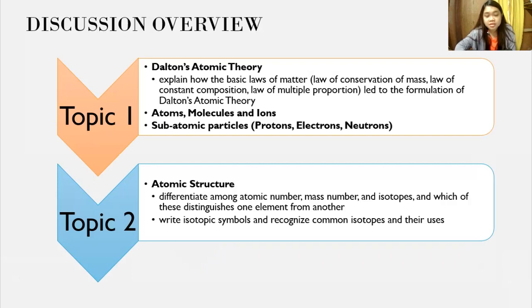And also, I will discuss the characteristics of atoms, molecules, and ions, as well as the different subatomic particles. These are the protons, electrons, and neutrons. And then for atomic structure, we will differentiate among atomic number, mass number, and isotopes, and which of these distinguishes one element from another. Then we will also learn how to write isotopic symbols and recognize common isotopes and their uses. And we will also have some calculations related to it.